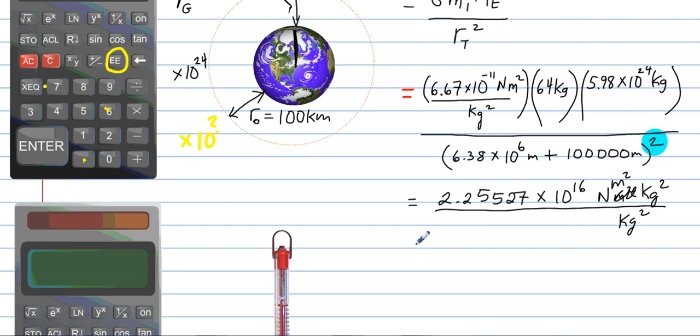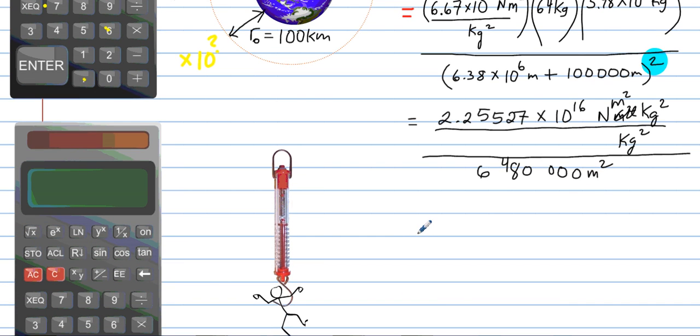And all of that is divided by the sum of the two radii that I mentioned before. So when you add 6.38 times 10 to the 6 meters to 100,000 meters, and square it, you end up with 648,000 meters squared. You can imagine the numbers are big, so it's very important to make sure you're using your calculator properly.